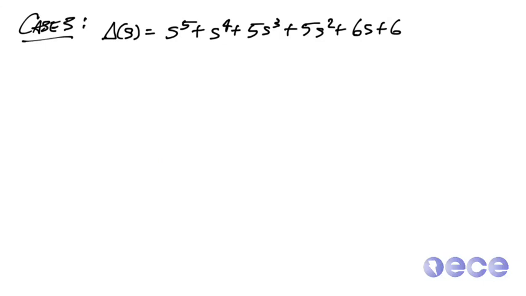So here's another example of case 3. Delta of s is equal to s to the 5th plus s to the 4th plus 5s cubed plus 5s squared plus 6s plus 6. So you may want to pause the video here so that you can do this example first and then you can check your work. So go ahead and push pause and then perform the Routh array and then you can check your result with the result that I get.